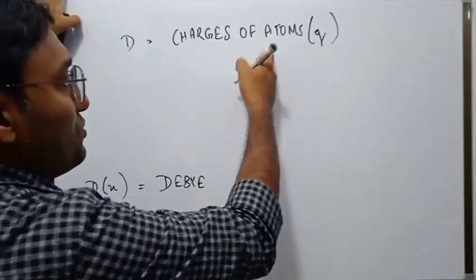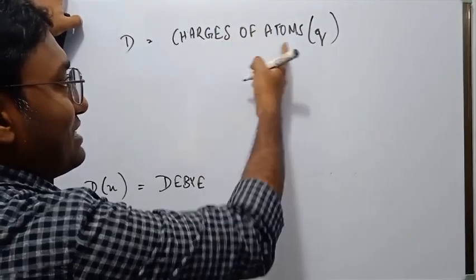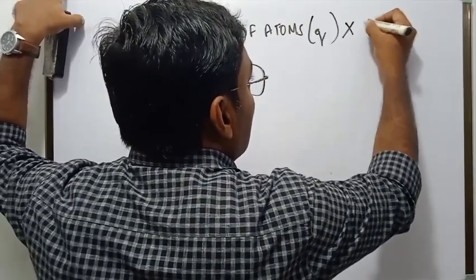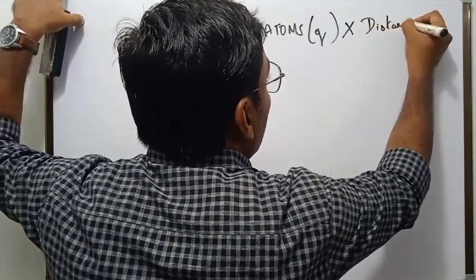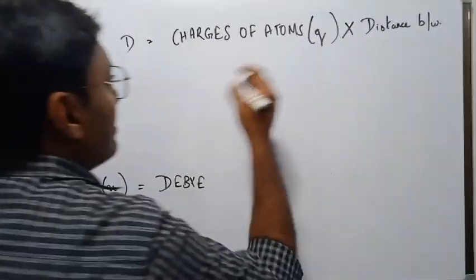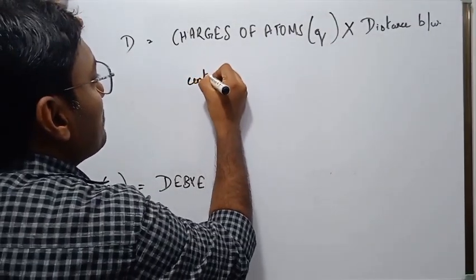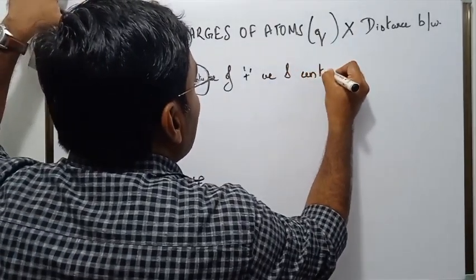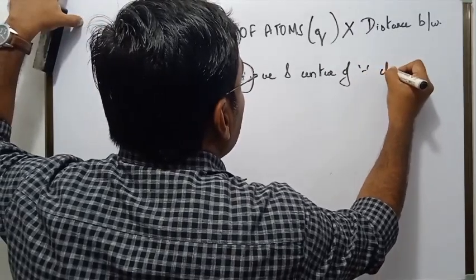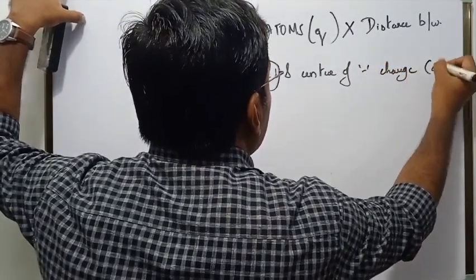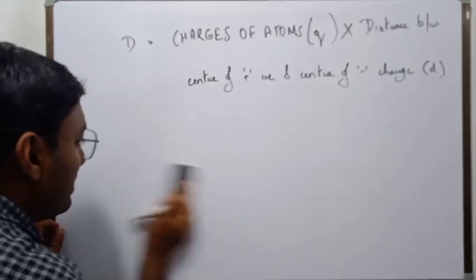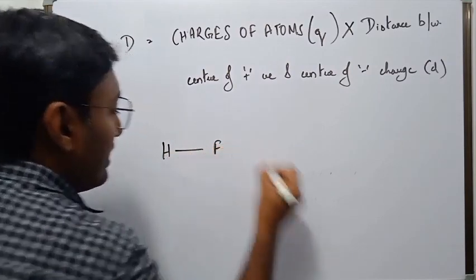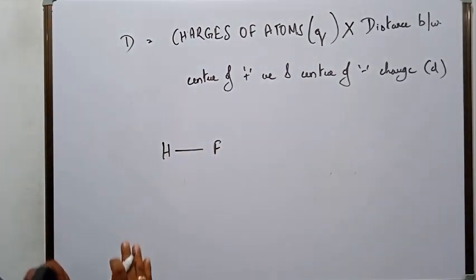Okay, that gives you the electronegativity difference, which is multiplied by the distance between the center of positive charge and the center of negative charge. This is D. Charges between molecules. Okay, this is HF, a polar covalent bond.